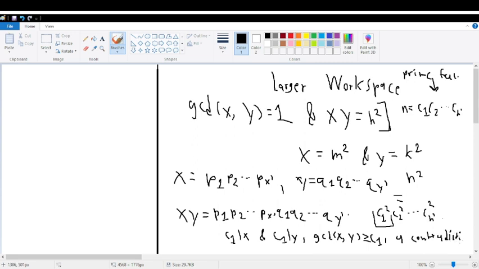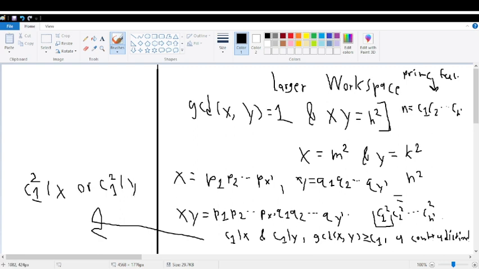Contradiction. So we know that c1 squared divides x, or c1 squared divides y.